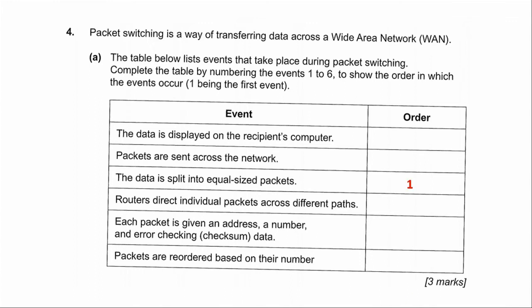So the first one is the data is split into equal size packets. Then comes each packet is given an address, a number and an error checking data. 3, packets are sent across the network. Then routers direct individual packets across different paths. Packets are reordered based on their number, and then the data is displayed on the recipient's computer.